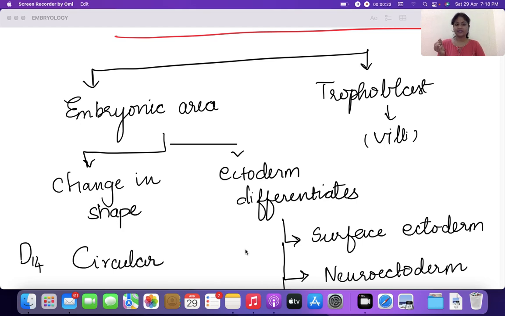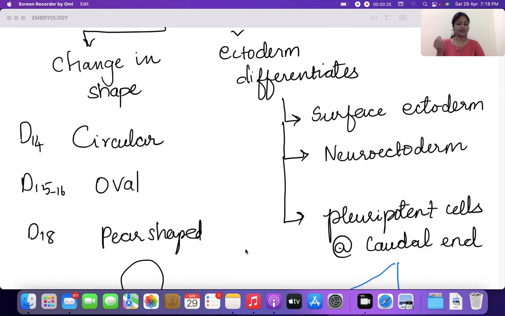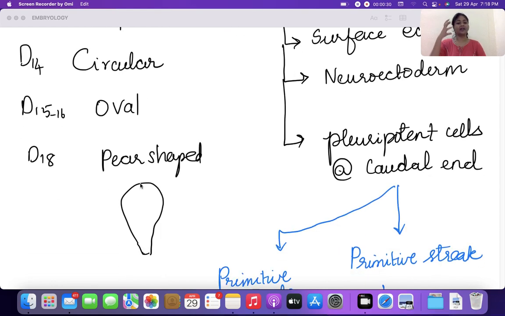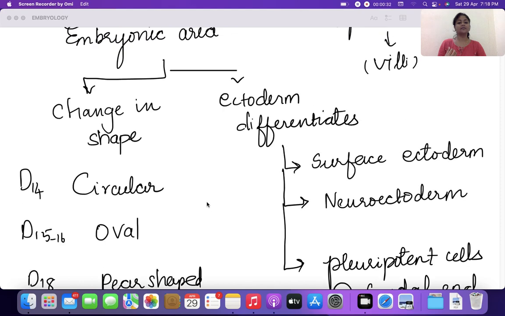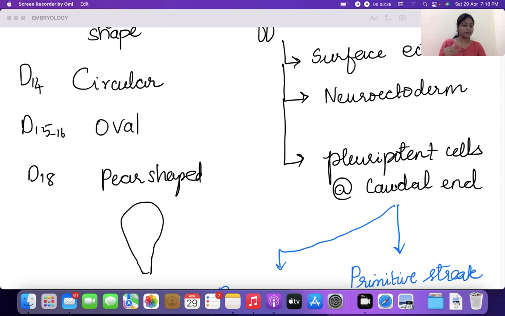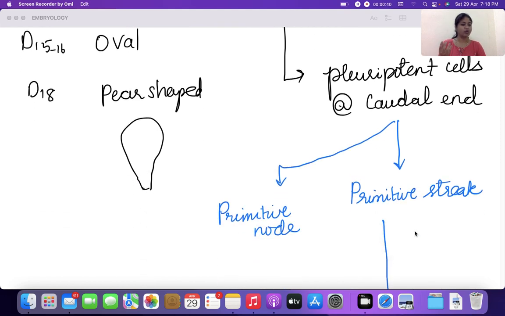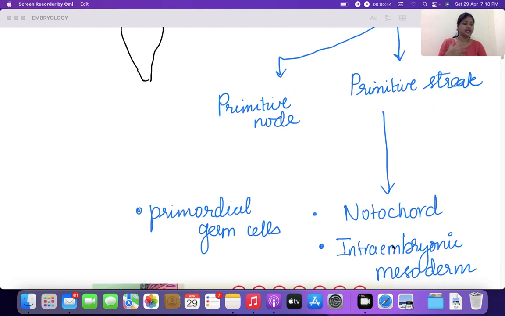On day 14 it is circular, on day 15 it is oval, and on day 18 it becomes pear shaped, having a caudal and a cephalad end. The ectoderm differentiates into surface ectoderm, neuroectoderm, and pluripotent cells. These pluripotent cells form the primitive node and primitive streak. The primitive streak will give rise to notochord, intraembryonic mesoderm, and primordial germ cells.